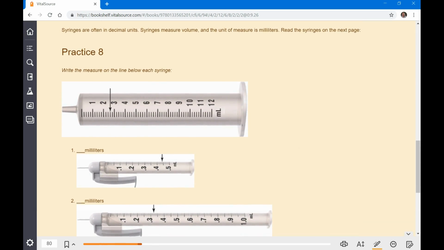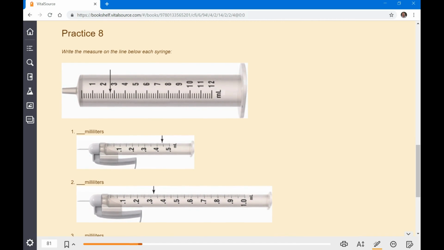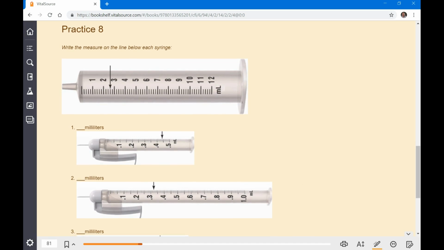Alright, this is some fun stuff. I'll use my backup pen because this one's getting on my nerves.